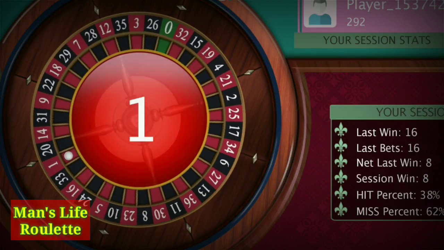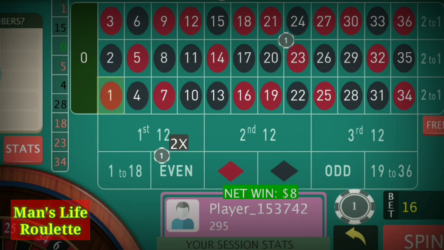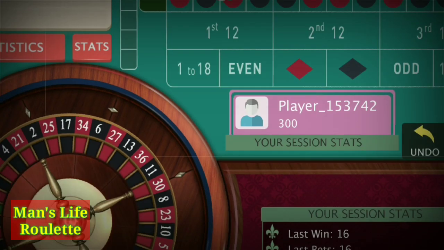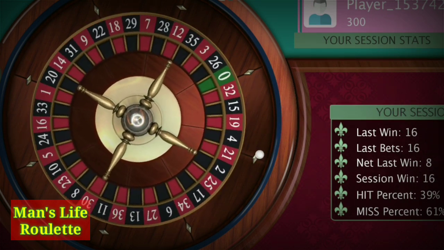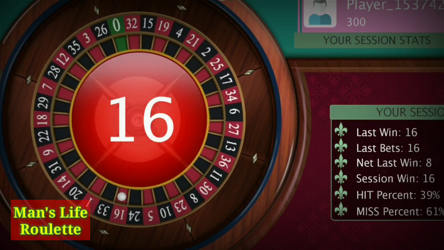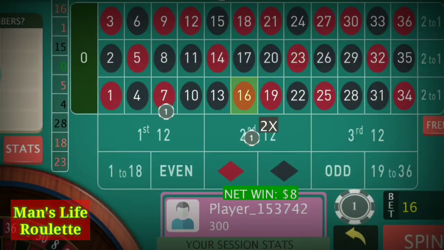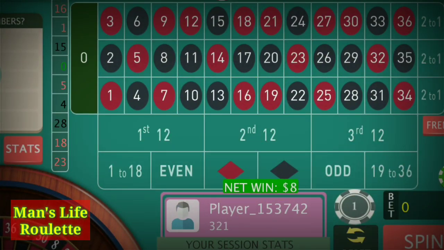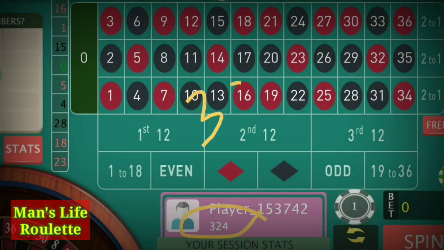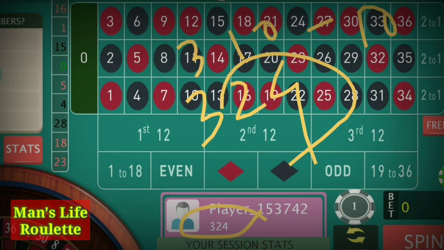It's a winning one. So again, just rebet and play. It's 16, a winning one this time. Now you can see the bankroll I have, 324. I have started with 310 and the target is $10, but actually we made a profit of $14.